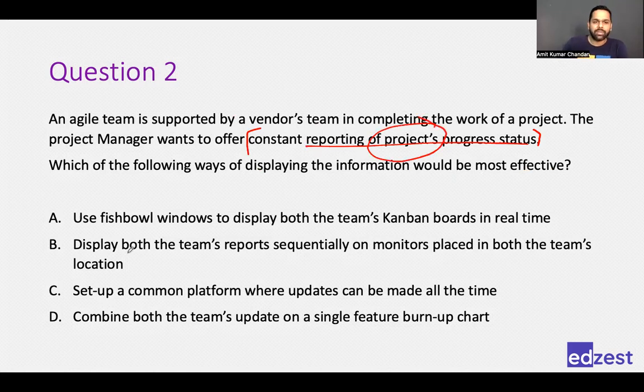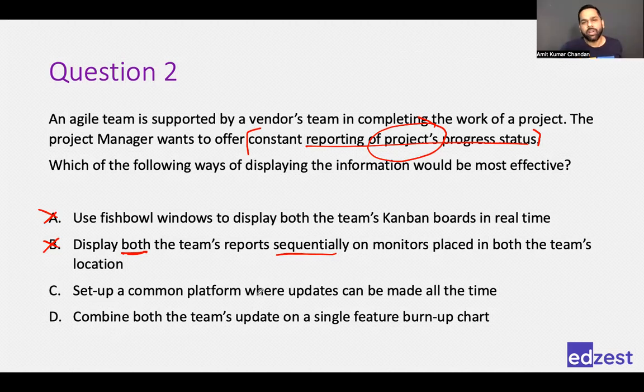And this is saying that we will display both the team's reports sequentially. So one after the other, you will come to know about the team's performance, but you will not come to know about the project's performance. For the project performance, you will have to add both of their performance. Only then you will come to know about the project. Right? Otherwise, you will only come to know about their teams. So this is also not a very good choice. Then we go to C.